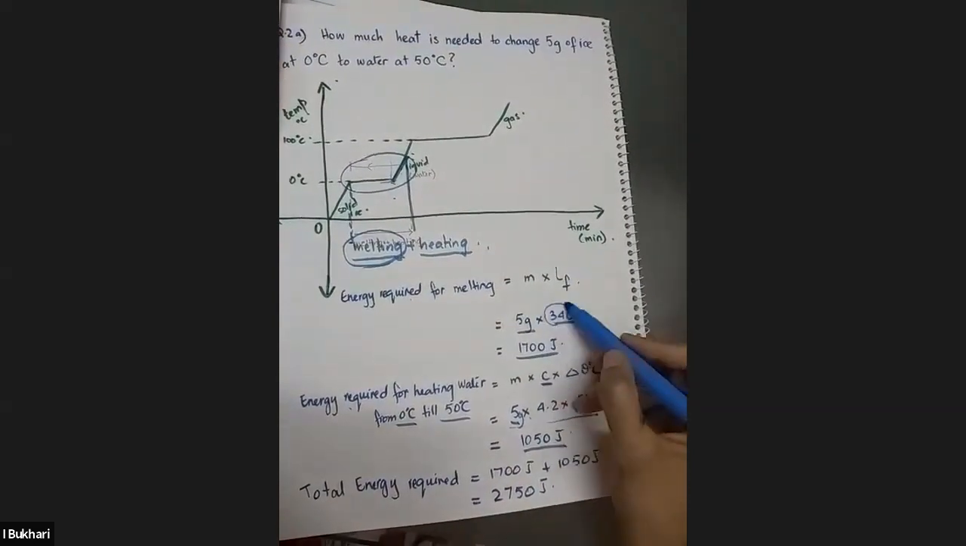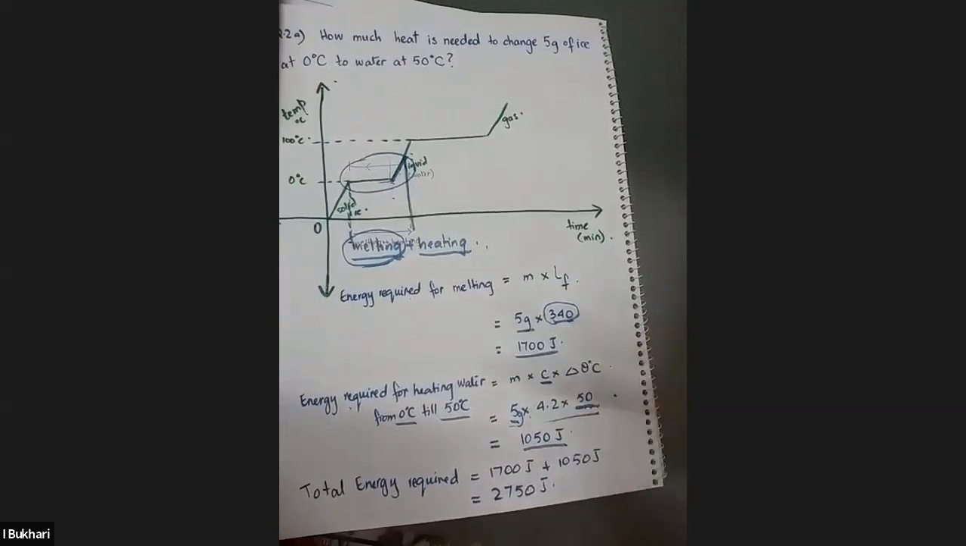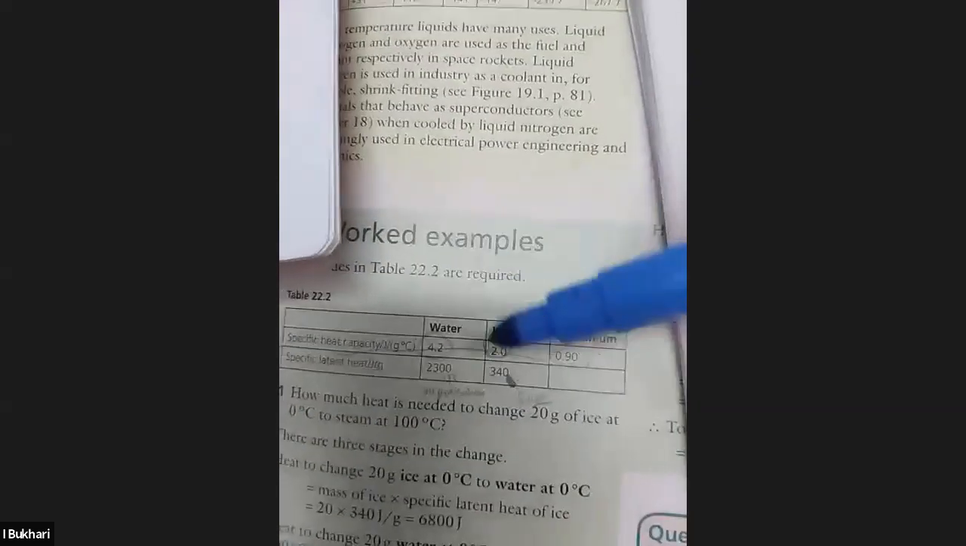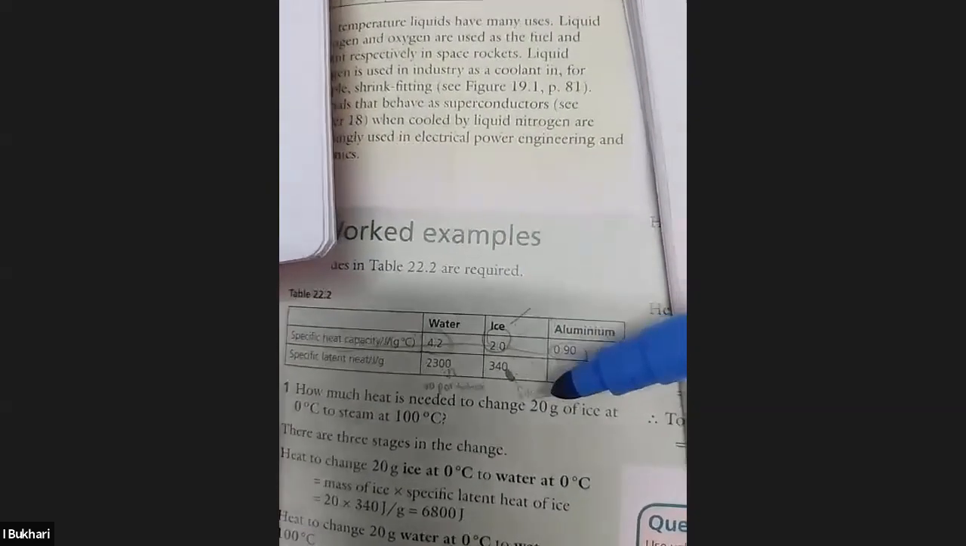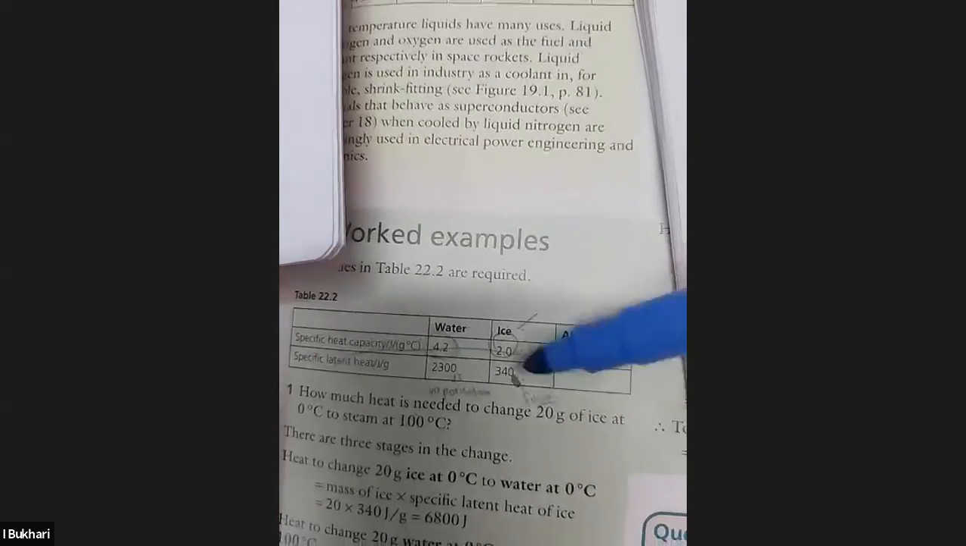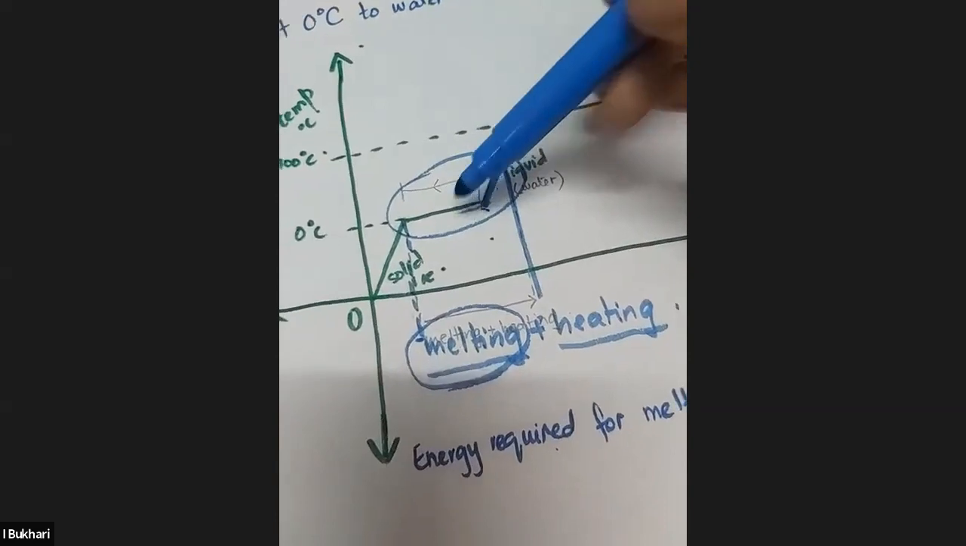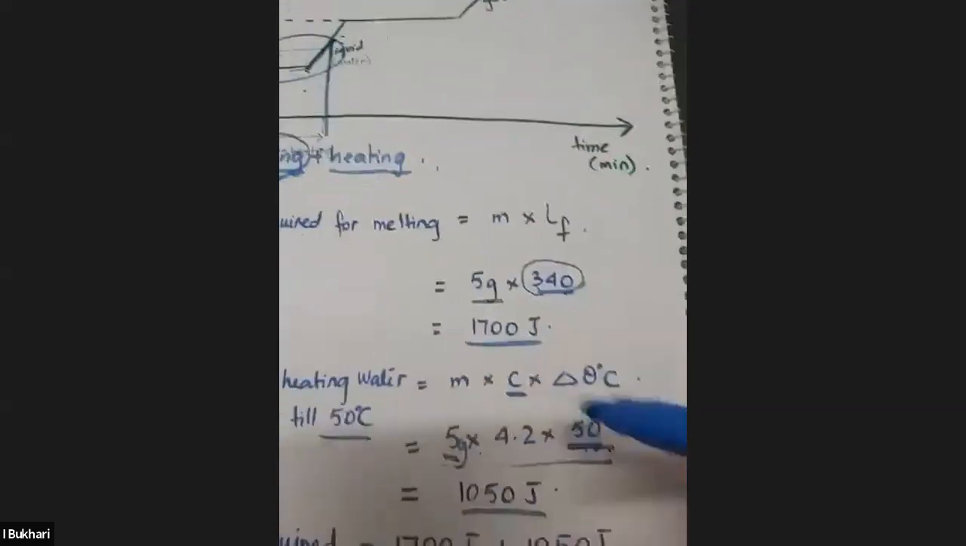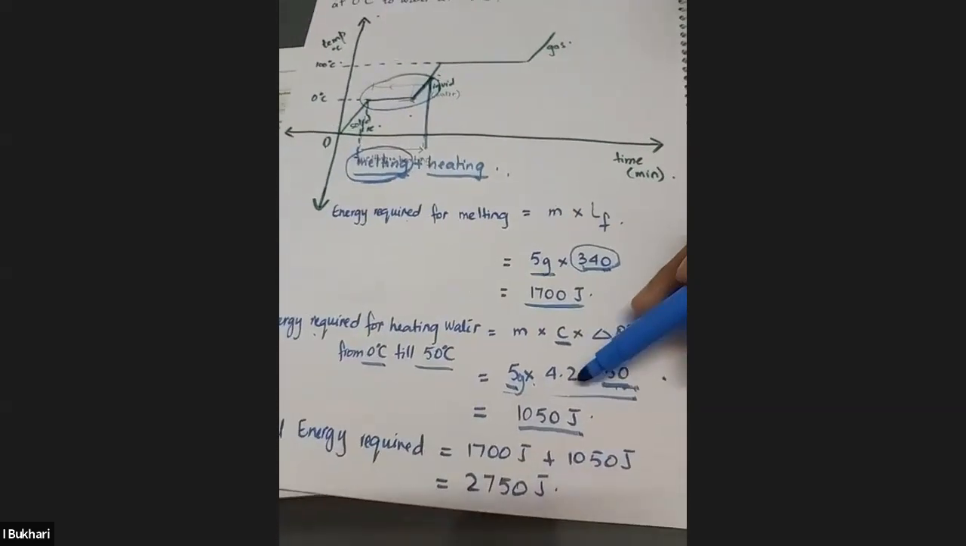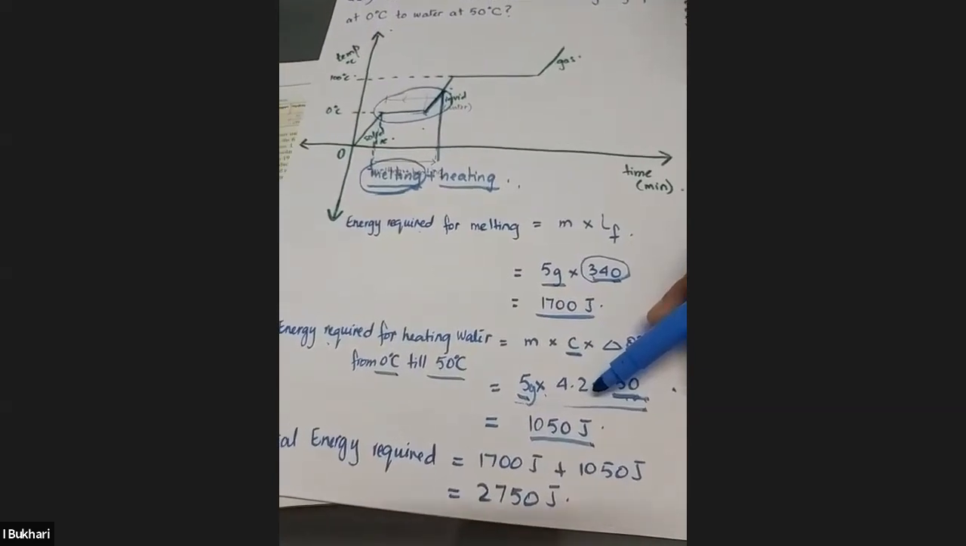From where did I get 340? 340 is from this table, 22.2. 340 is the latent heat of fusion for ice, because it was ice we were dealing with, right? And then it melted into water, and so I'm now using the specific heat capacity for water.